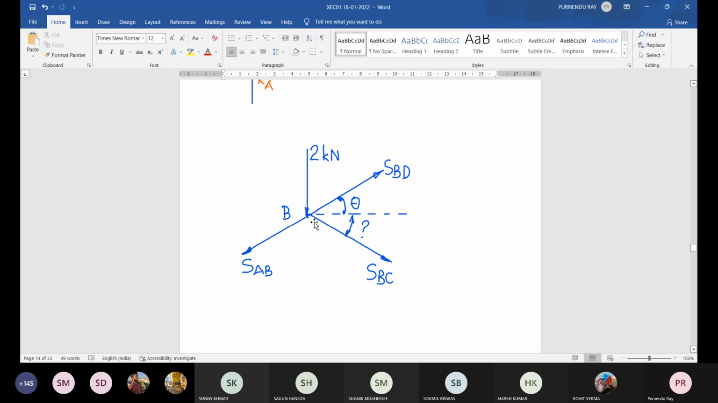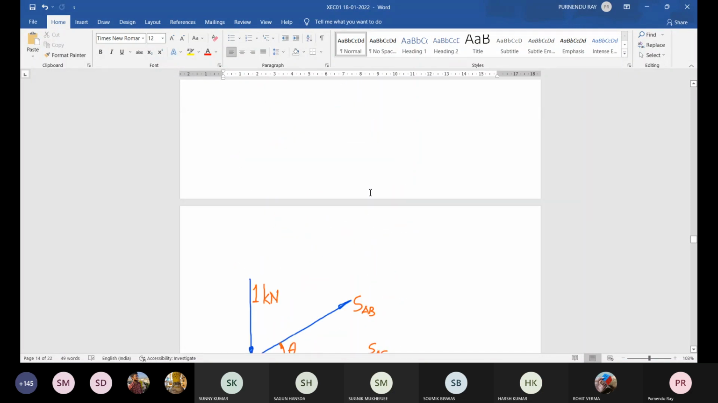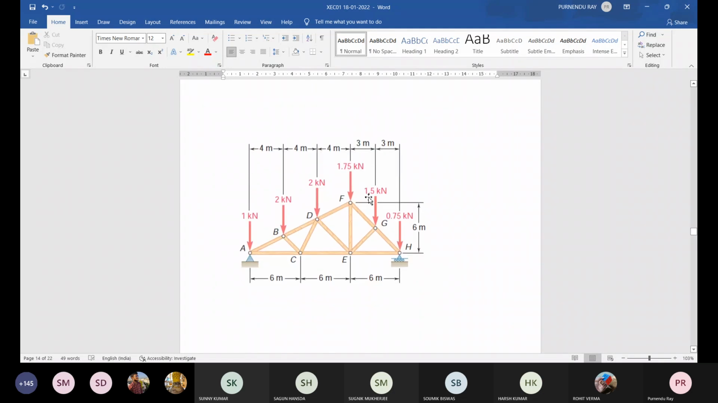Applied force 2 kN, there is no reaction developed, there is no support, only three members are connected. This SAB is already determined, only two unknowns. But one thing, you need to find out the directions. To get the directions, we use this: for this triangle AEF, the perpendicular is EF, divided by the base, which is 12 meter. So 6 meter divided by 12 meter, so tan theta is 0.5. So you can find that angle.